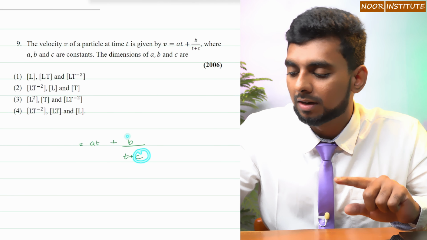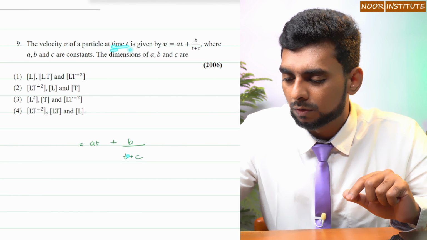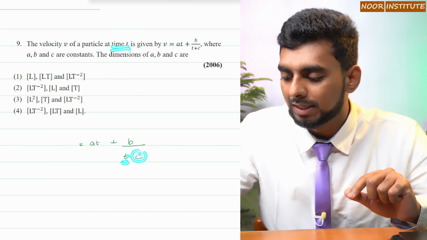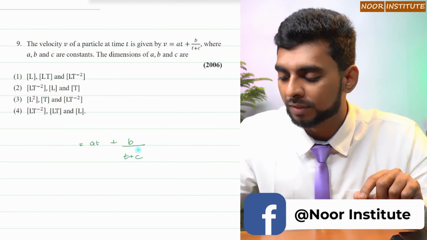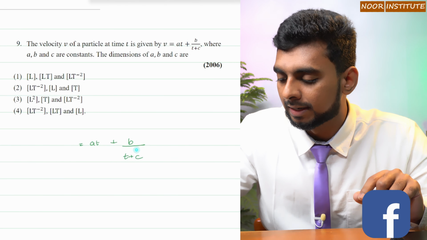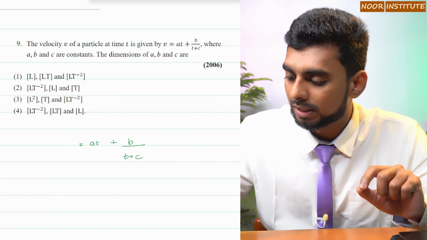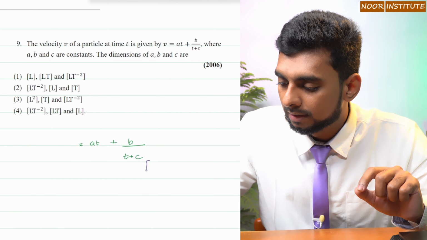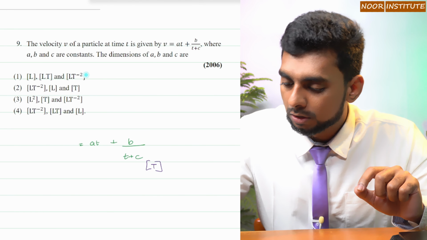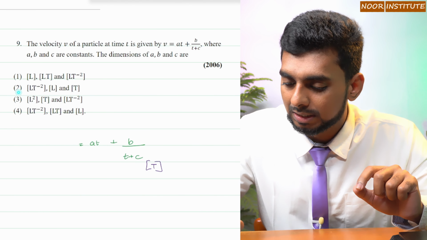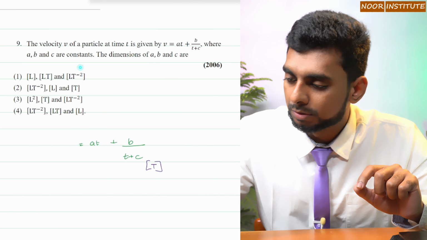So here this is time. T represents time in this situation, as they have given over there. So obviously C should also be time. That unit should also be time, that is when I'll be able to add it. Therefore, the dimension for C should actually be capital T. So for C, I have got the dimension T. The only option that is going to match is option 2, so obviously that will be my answer.